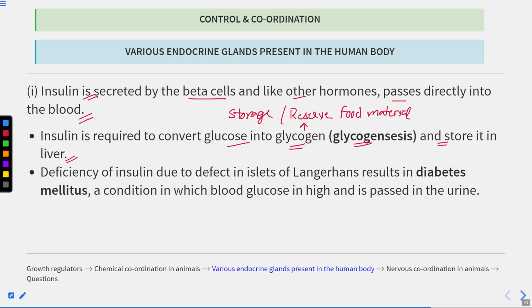Now, deficiency of insulin due to defects in the islets of Langerhans results in diabetes. You must be knowing about diabetes. So there is a deficiency of insulin. That's why glucose is not converted into glycogen and glucose remains in the blood. So diabetes mellitus is caused by the deficiency of insulin, a condition where the blood glucose level is high, okay, and is passed into the urine.